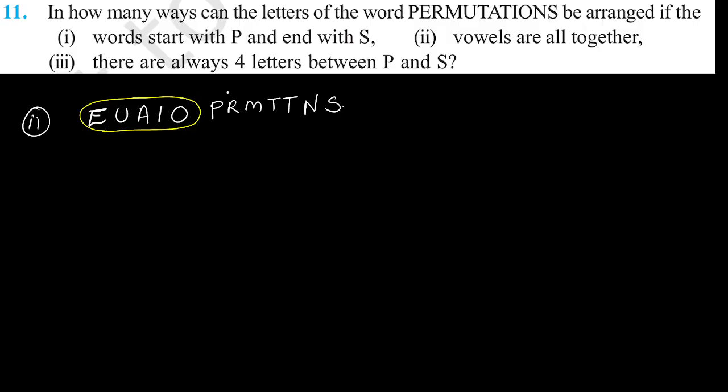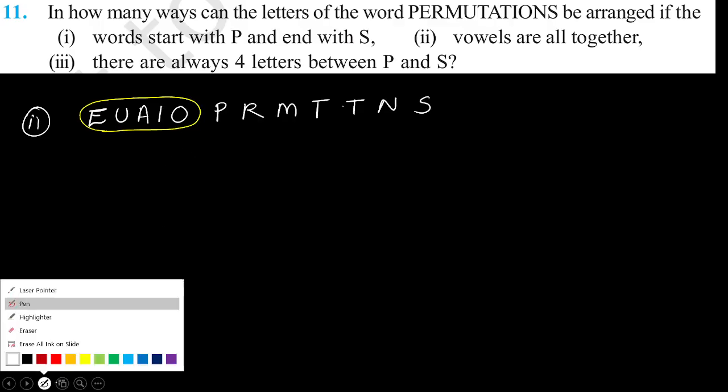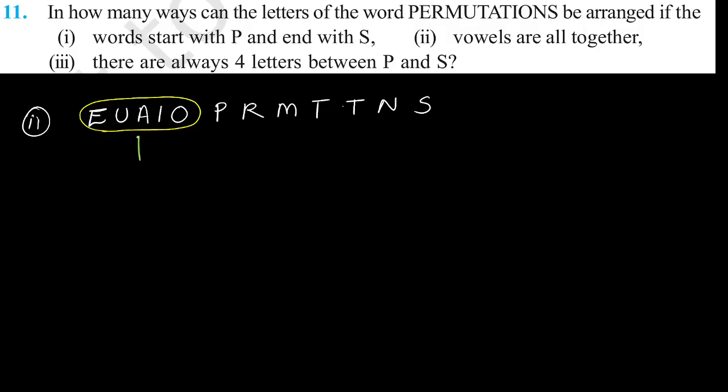Let me leave a small space to explain to you. P, R, M, T, T, N, S, right? So the vowels are adjacent. Consider the vowels as a single object. Okay. Now consider this as a single object. This is the first object.